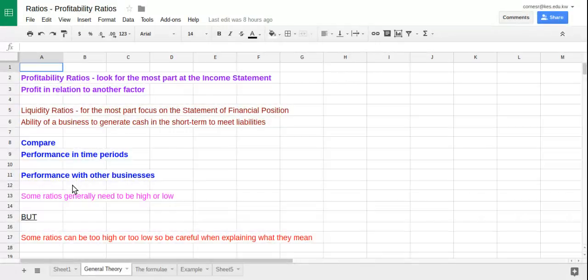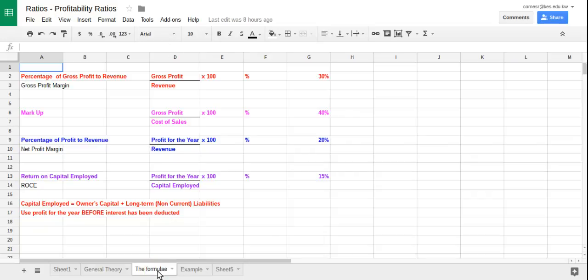Some ratios, and the ones we're doing today are the simple ones, generally we expect them to either be high or low. And if they're high, generally they're good. If they're low, they're generally not good. But a lot of the ratios, particularly liquidity ones, can be too high or they can be too low. There's like a Goldilocks bit in the middle where it's not too hot and not too cold. And you've got to be able to explain what the ratios mean. Formula, I'm not going to go over these too much because I'm going to do an example with you and then show you what to write, so don't worry too much about these.